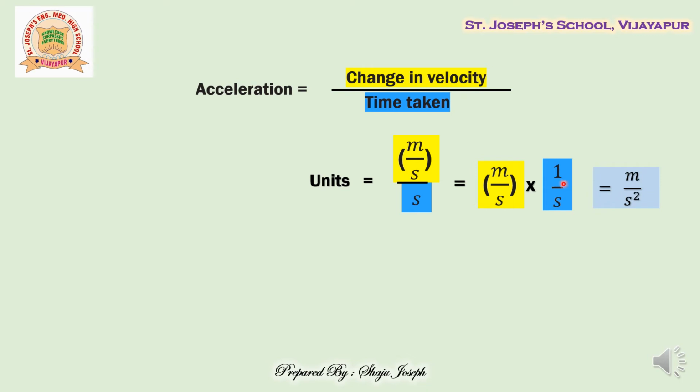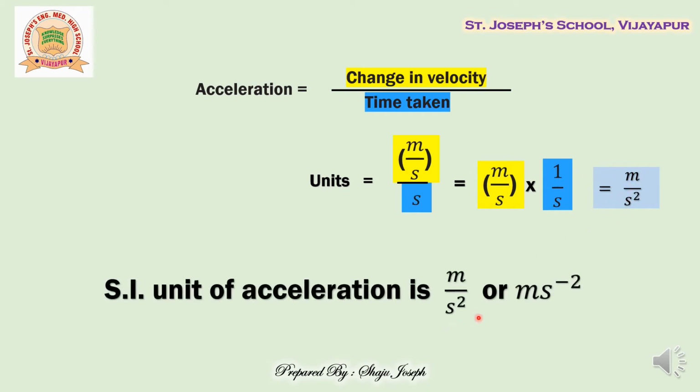So the final answer will be meter per second square, which is also written as ms to the power minus 2, but read as meter per second square. This is the SI unit of acceleration. Let us try to recall all the SI units of the physical quantities we learned.